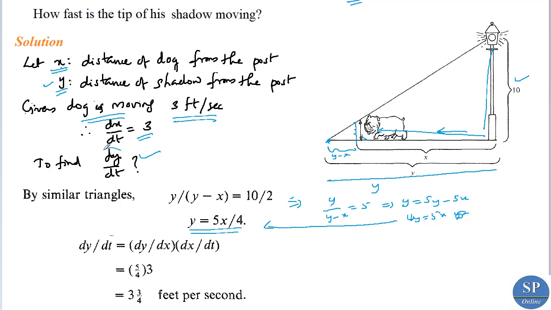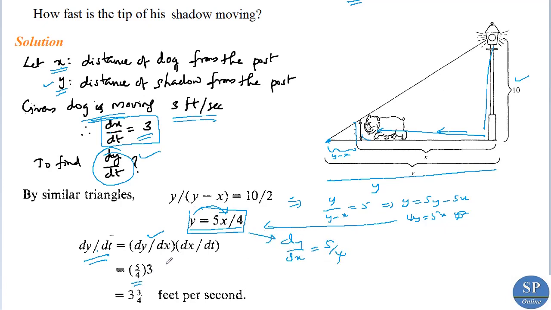Our aim is to find dy by dt. We know dy by dt is equal to dy by dx into dx by dt, because here y is a function of x and x is a function of t. So by the chain rule, dy by dt equals dy by dx into dx by dt. Now from this relation, dy by dx is 5 by 4.